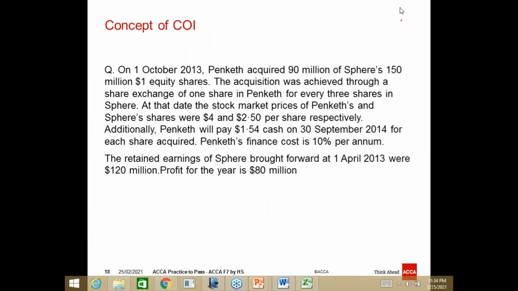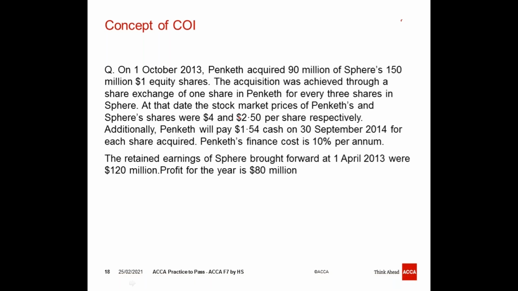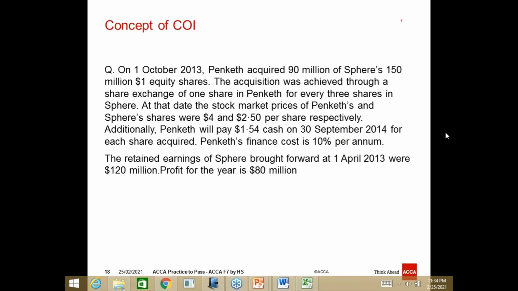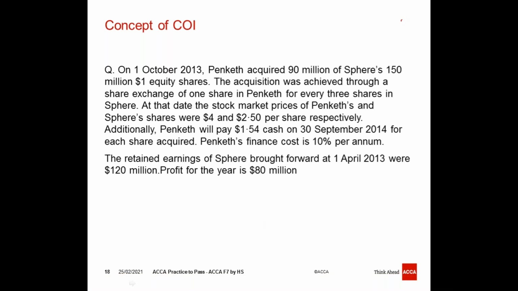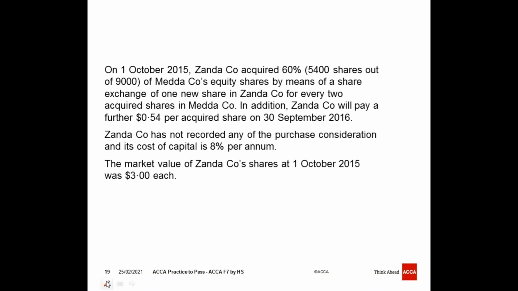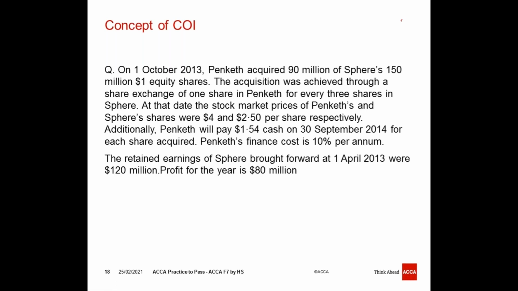Now here is a question for you guys in which you are required to calculate the cost of investment and make all the relevant accounting entries. If there is a change in the contingent consideration, then it will be adjusted against retained earnings. Now I'm going to solve this.